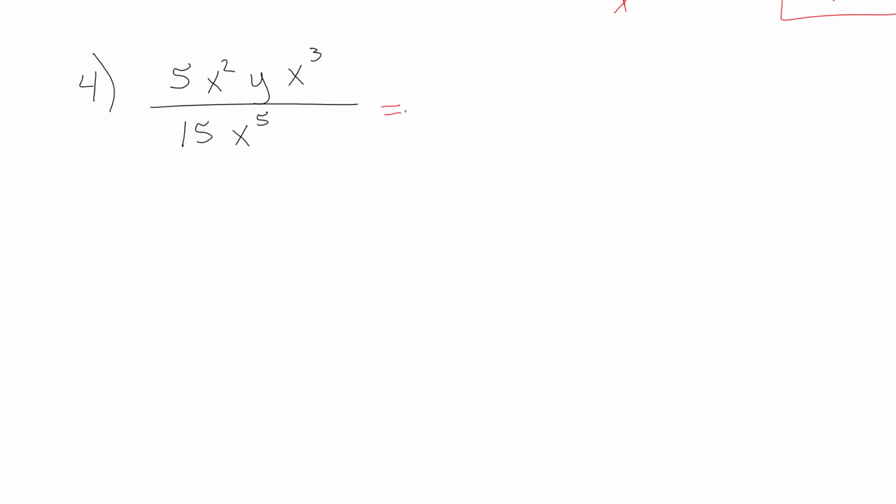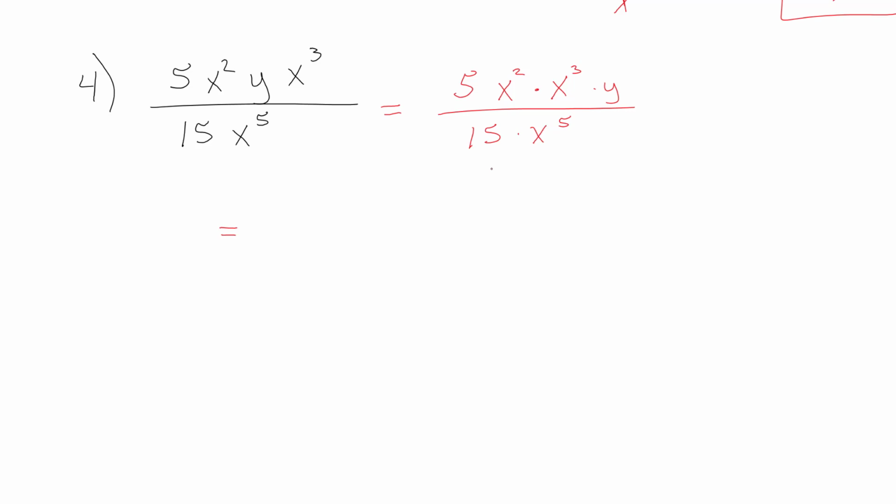So again, you could separate these out and group them together. That might be a little bit easier. This would probably benefit from some rewriting. If you at least want to go x squared, x cubed, y over 15 x to the 5th. So I've got 15 over 5, or 5 over 15.